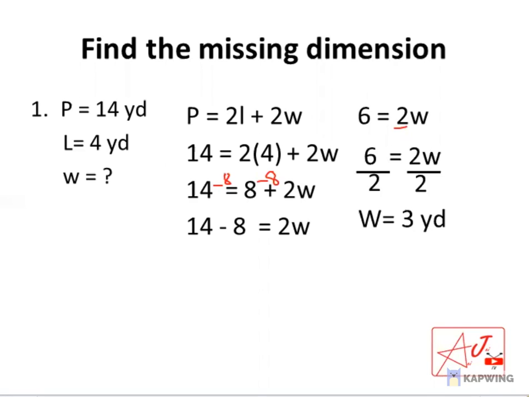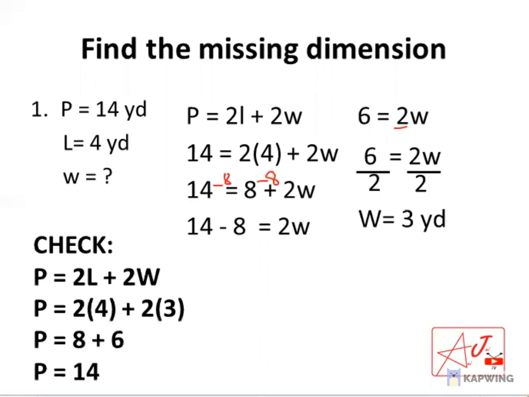Okay. So, itingnan natin kung tama yung sagot natin. I-check natin. So, use pa rin natin yung formula na 2L plus 2 width. So, 2 times yung given natin length, which is 4, plus 2 times yung nakuha nating width, which is 3. So, 2 times 4 ay 8, plus 2 times 3 is 6. So, kunin natin yung sum. 8 plus 6 ay 14. Kung mapapansin natin, parehas yung given natin at dito sa checking natin. Since parehas sila, ibig sabihin ang answer natin ay tama.